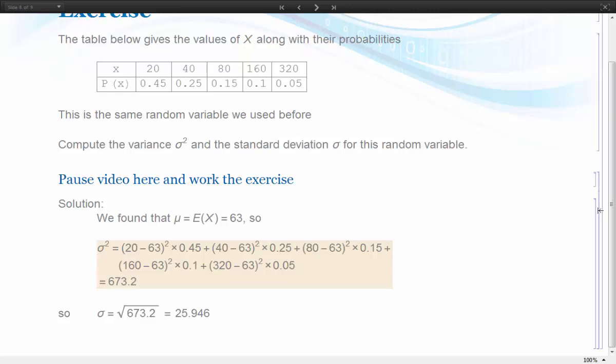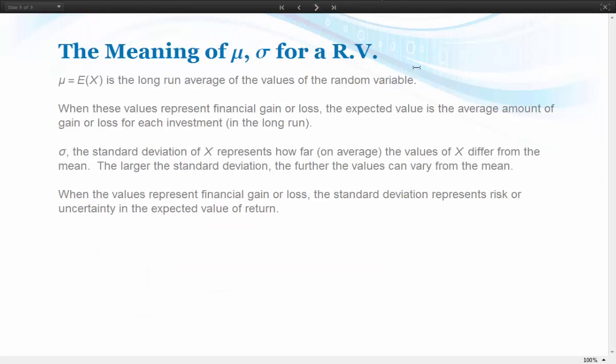Let's just wrap up with a reminder of what these mean and standard deviation signify for a random variable. Mu, the expected value of x, is the long-run average of the values of the random variable. When these values happen to represent financial gain or loss, the expected value is the average amount of gain or loss for each investment in the long run, as we saw with our gambling example.